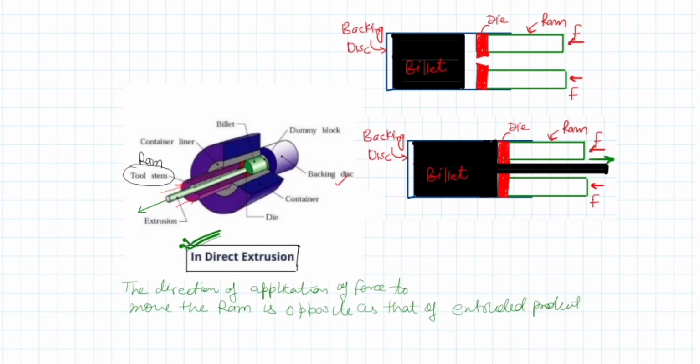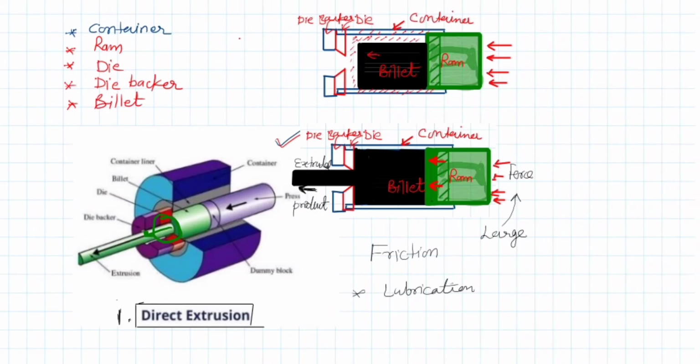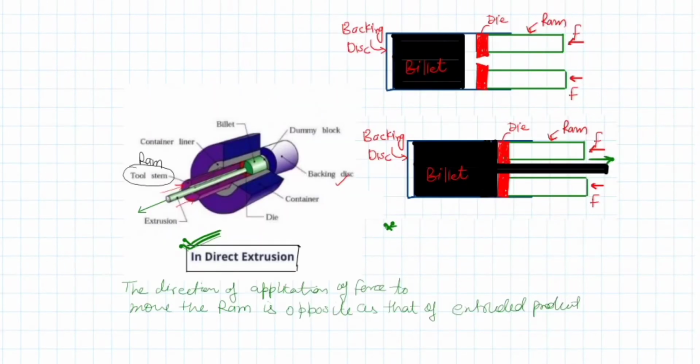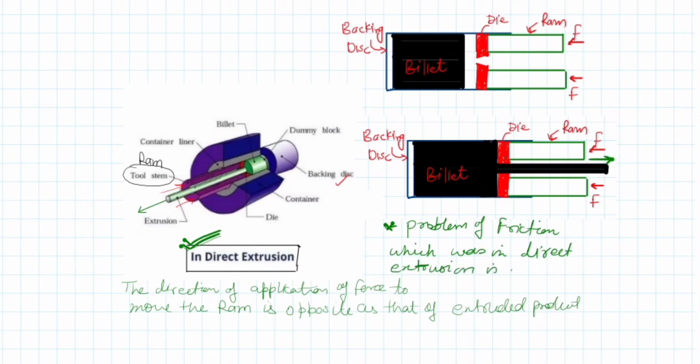So here if we closely look, there is no sliding of the billet with respect to the container walls, as it was happening in the direct extrusion case. So there will be very little friction. So the problem of friction which was in the direct extrusion process is eliminated here. So we need lower forces to deform, or to extrude, the final product as compared to the direct extrusion process.